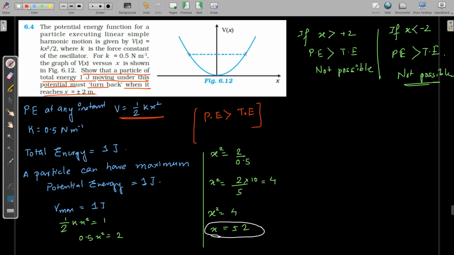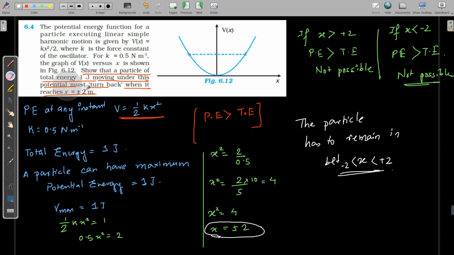The particle has to remain in between x, this portion. Okay, the particle has to remain in between this. Got it? Clear?